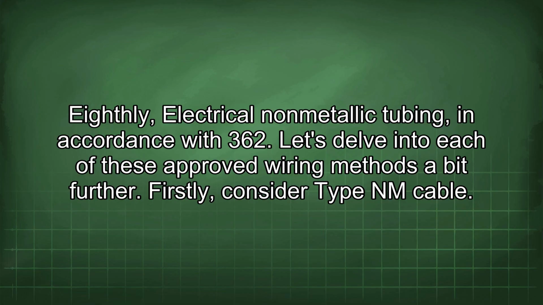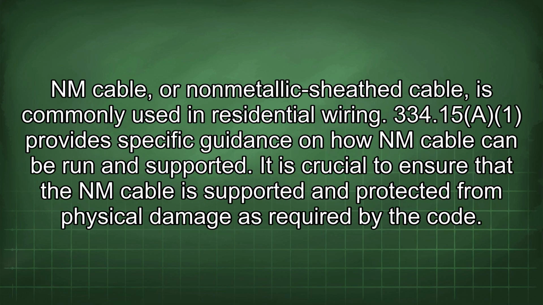Firstly, consider type NM cable. NM cable, or non-metallic sheath cable, is commonly used in residential wiring. 334.15(A) provides specific guidance on how NM cable can be run and supported. It is crucial to ensure that NM cable is supported and protected from physical damage as required by the code.